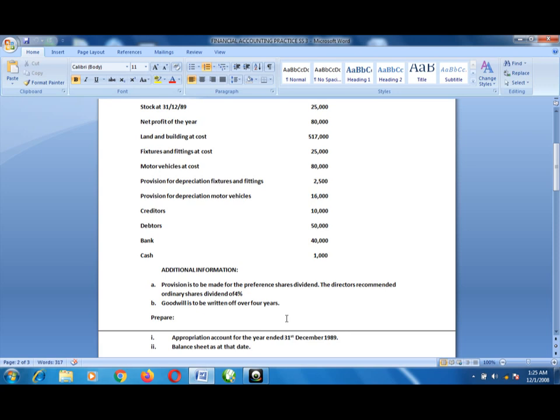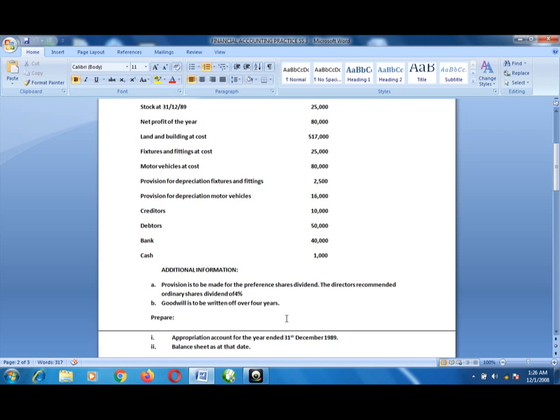Here you are asked to prepare the profit and loss appropriation account. Remember, you prepare the T account. Here you have the debit and you have the credit side. On the credit side, check the major body of the question. It's possible to have two net profits.